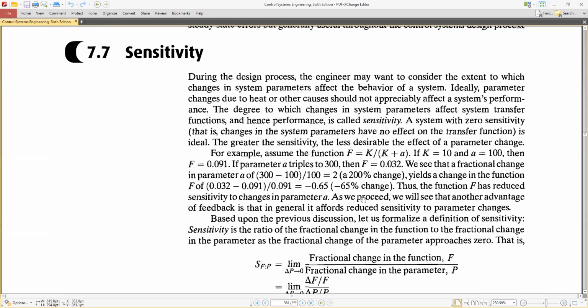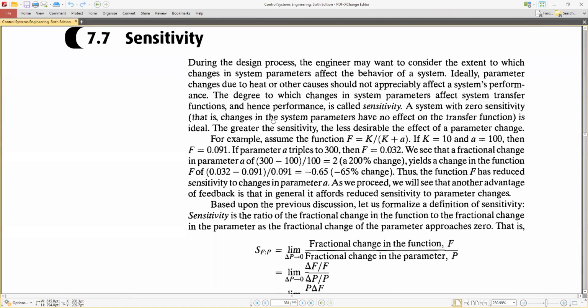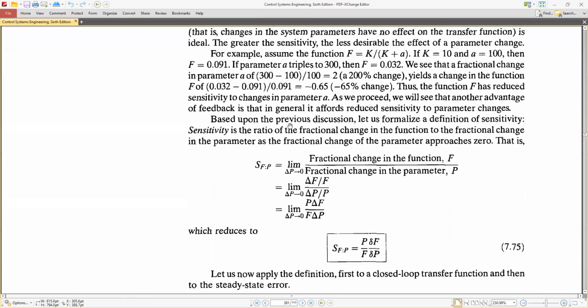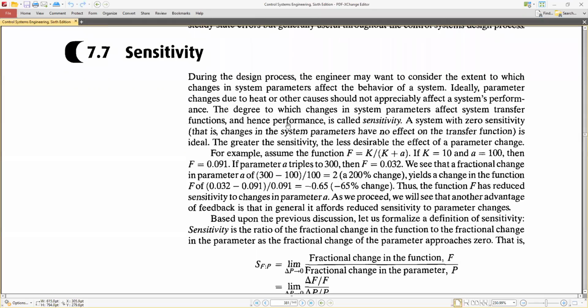Now sensitivity, it is the last part of this chapter. What is the sensitivity? During the design process, the engineer may want to consider the extent to which changes in system parameters affect the behavior of a system. That means how much, the threshold level. Ideally, parameter changes due to heat or other causes should not appreciably affect a system's performance.